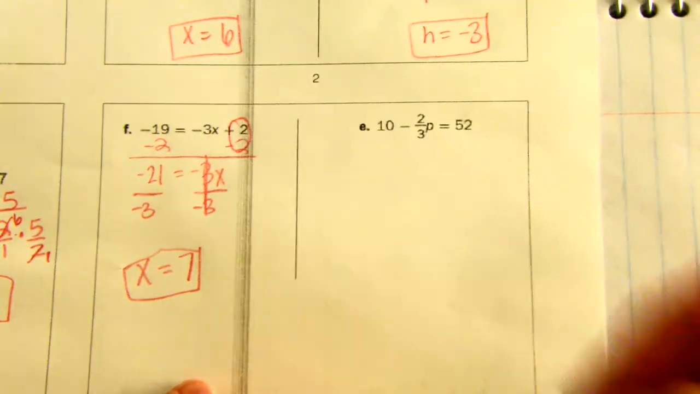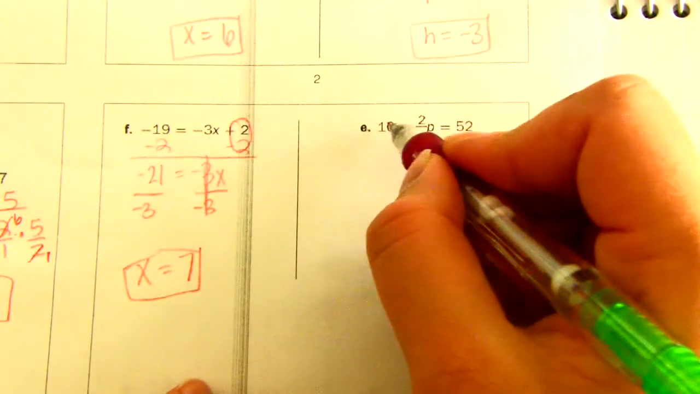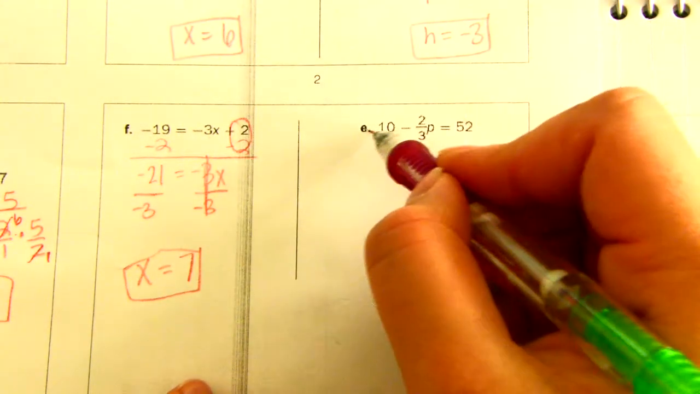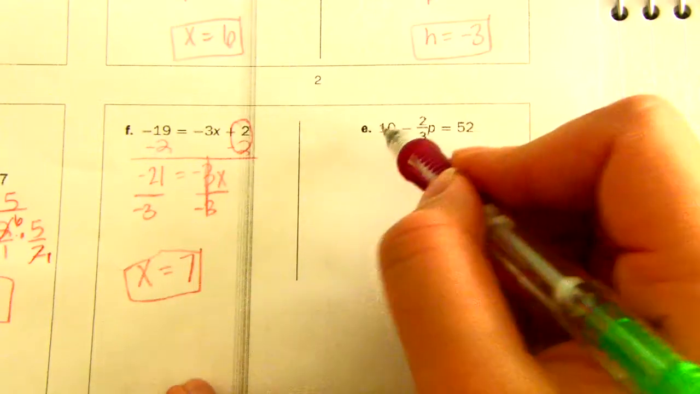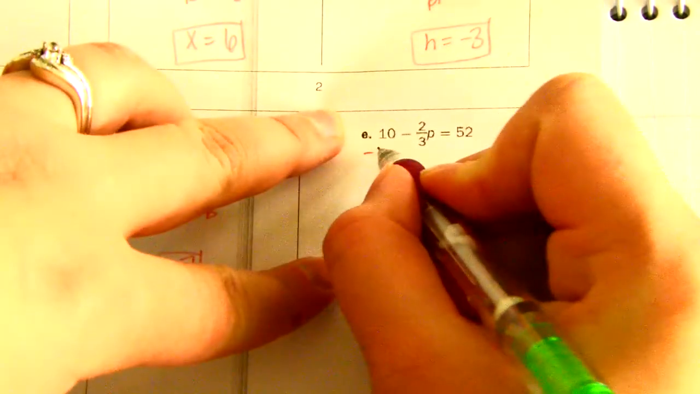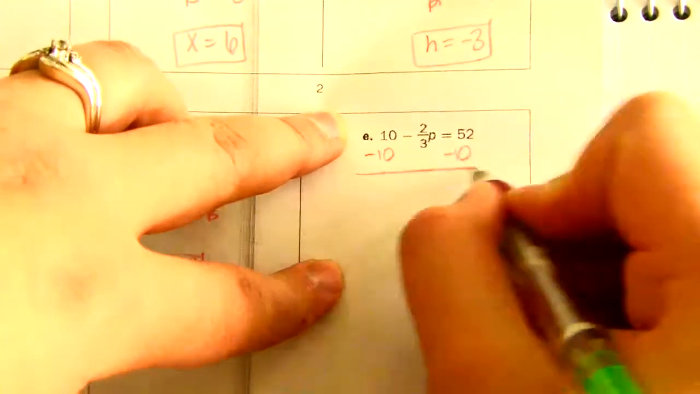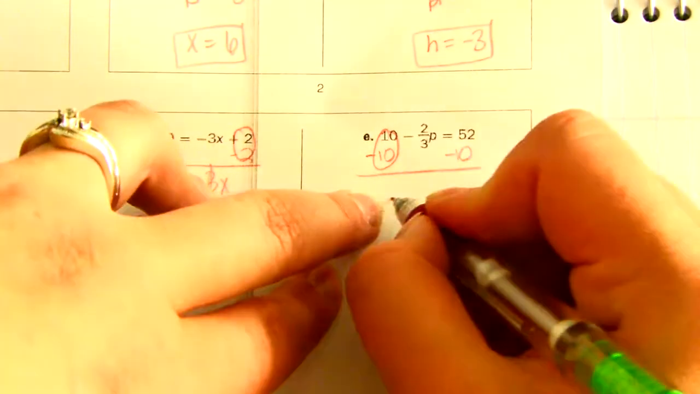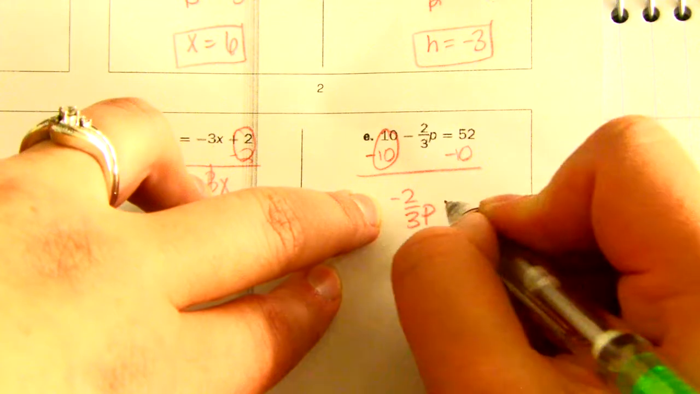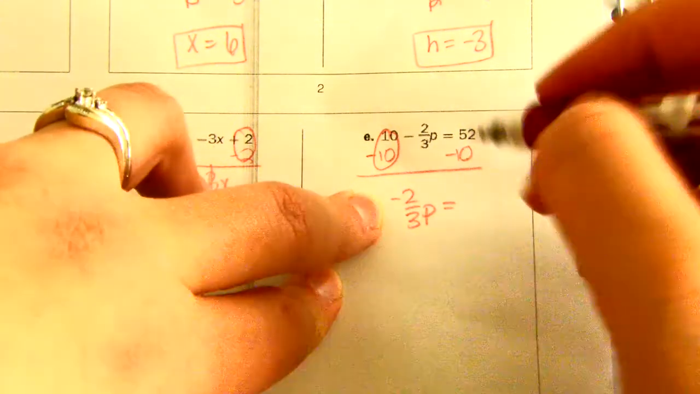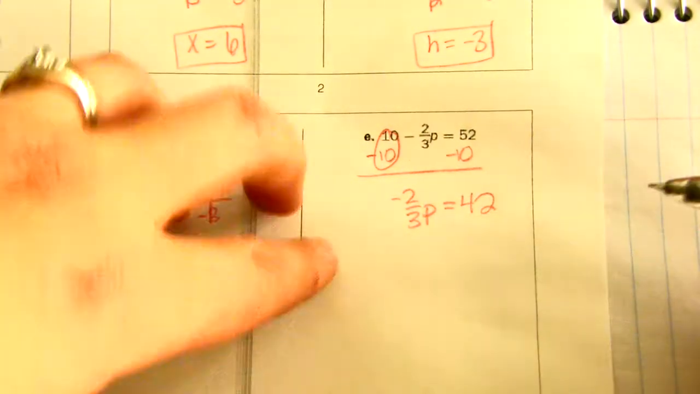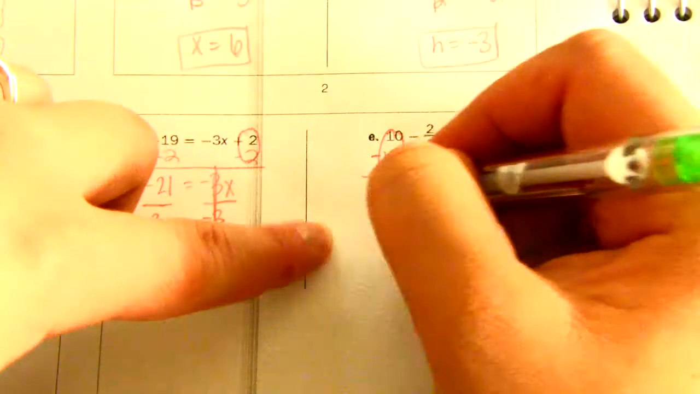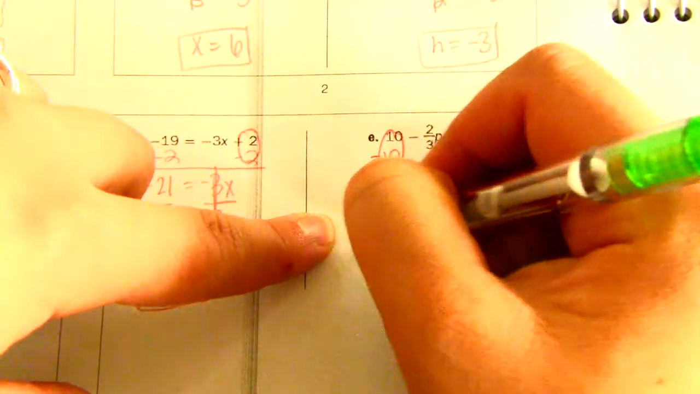Letter E, another fraction. So this is a positive 10 or a negative 10. Check the sign out in front. There's no sign out in front, means this is a positive 10. So in order to get rid of it, I need to subtract 10. So these become 0. Now this negative sign is in front of the 2/3. Make sure you bring that negative sign down with the 2/3. 52 minus 10 is 42. Multiply by the inverse. Multiplicative inverse would be negative 3 over 2.